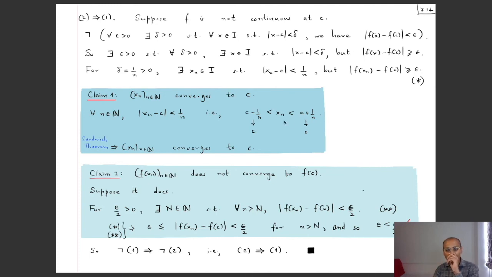Let's handle the first thing first, that xn converges to c, and that comes about because of this happening for every n. Indeed, this happening for every n is really equivalent to saying that xn minus c is less than 1 by n and bigger than minus 1 by n. And if I add c to all sides, that's the same as saying that xn is bigger than c minus 1 by n and less than c plus 1 by n. Right? So this thing is exactly the same as this one. You can convince yourself of that.